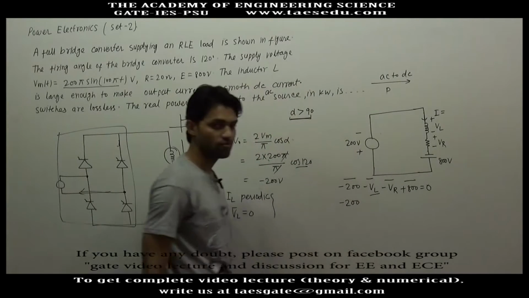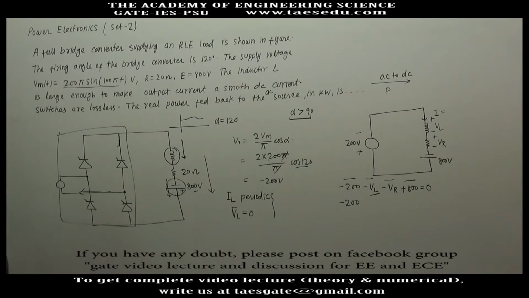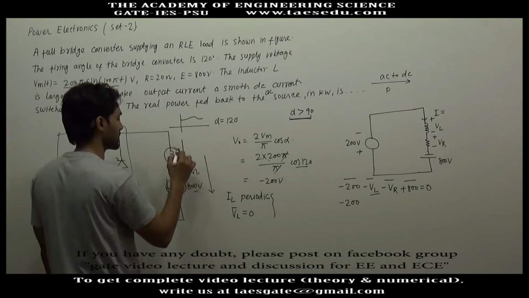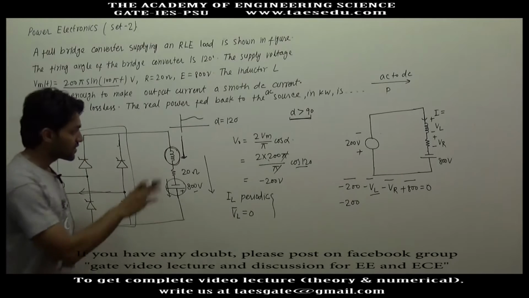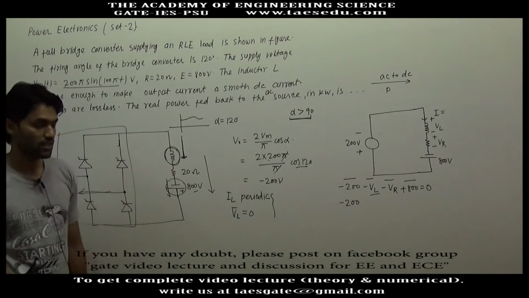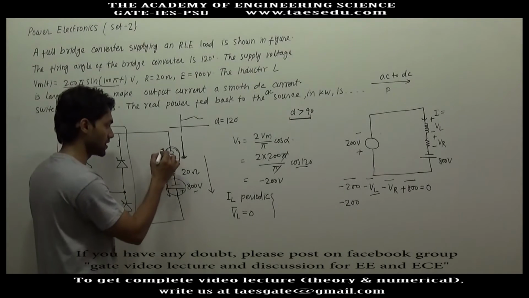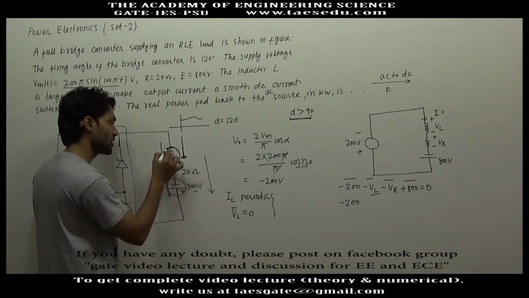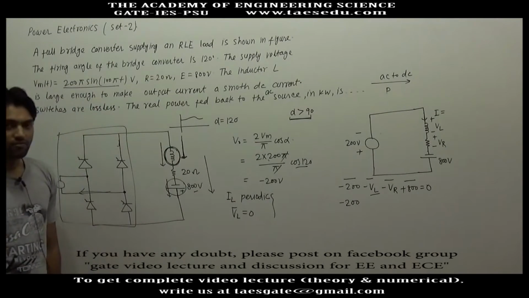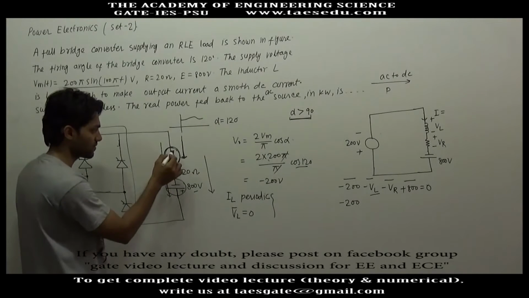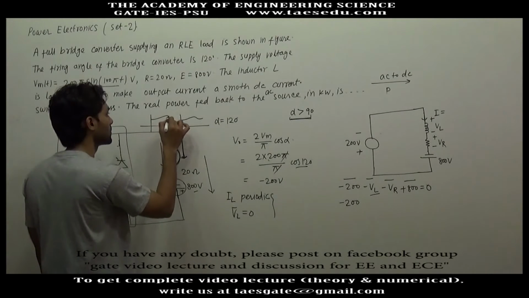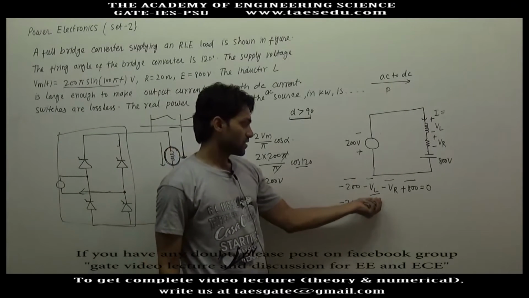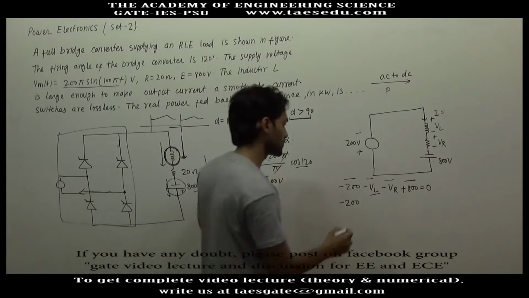And what is the average of VL? Since inductor current is periodic, it is given that inductor current is a DC current. So for DC current, inductor voltage will be 0. Even if this current is not DC, what I'm trying to say is, if current is completely DC, current is constant here, then inductor voltage will be 0. But even if the current is not constant, current is varying a little bit, but if inductor current is periodic, the average voltage across the inductor will be 0. So this voltage is 0.